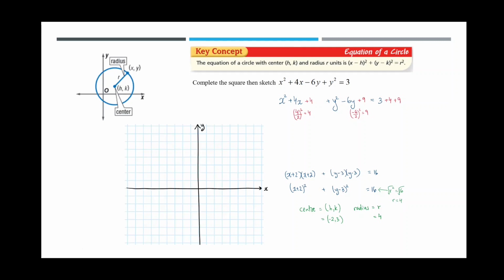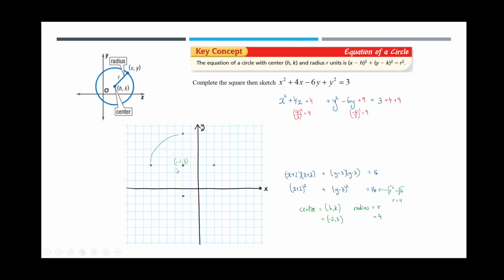Now we just need to practice drawing this. So start by plotting the center. So 2 to the left and 3 up. And then from the center, just count up 1, 2, 3, 4 units. Count down 4 units, to the right, and to the left 4 units.